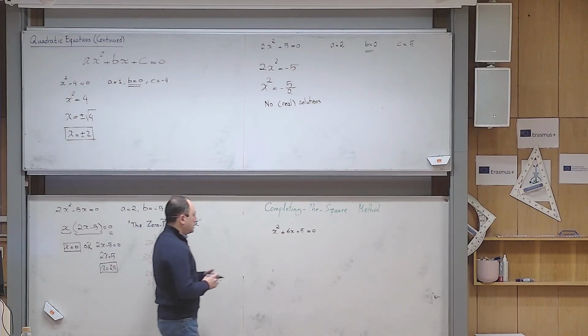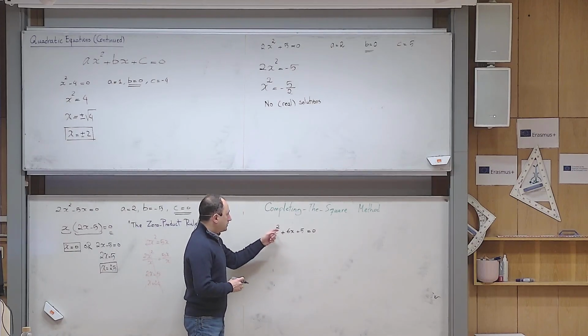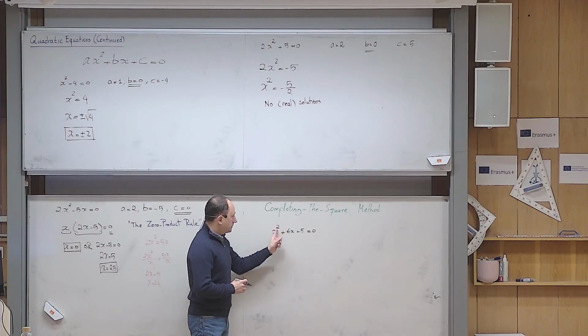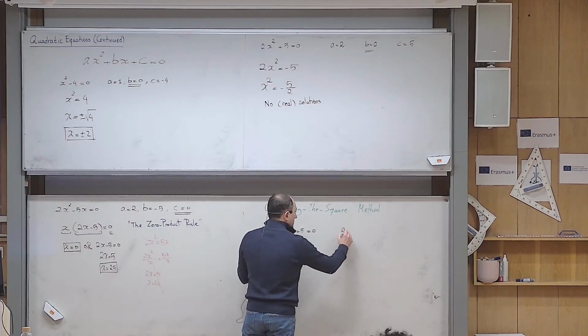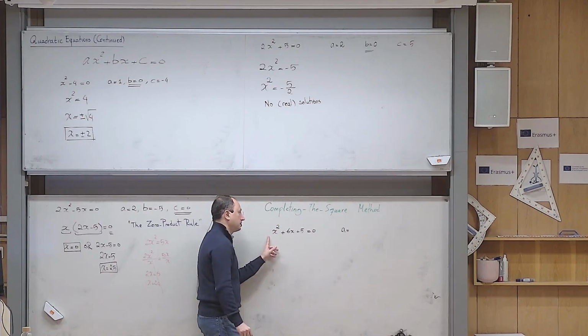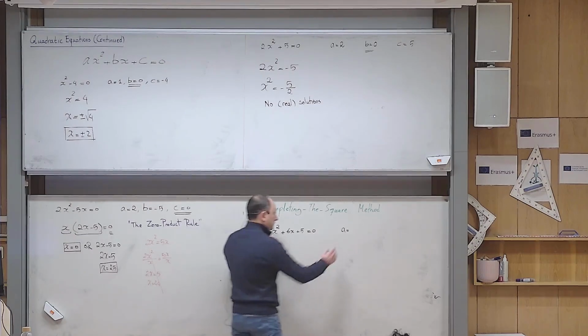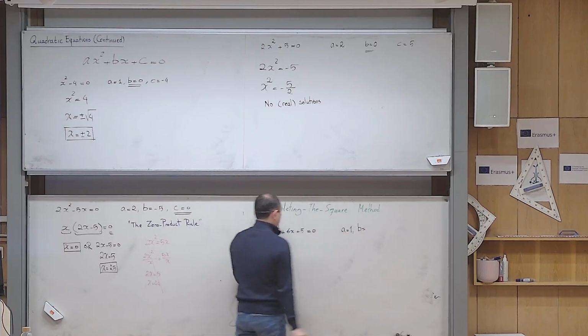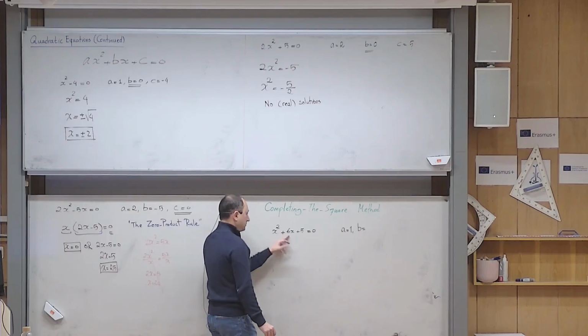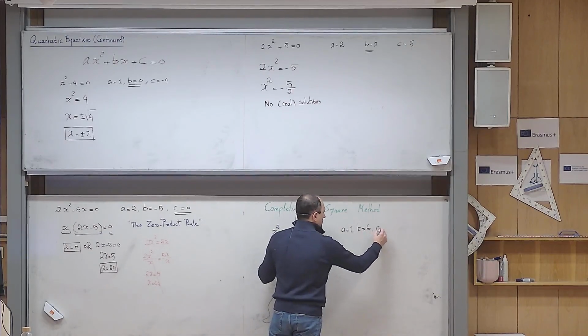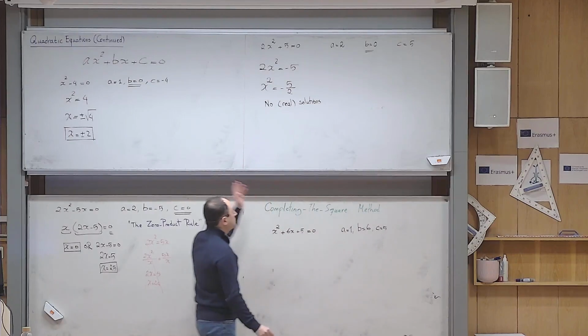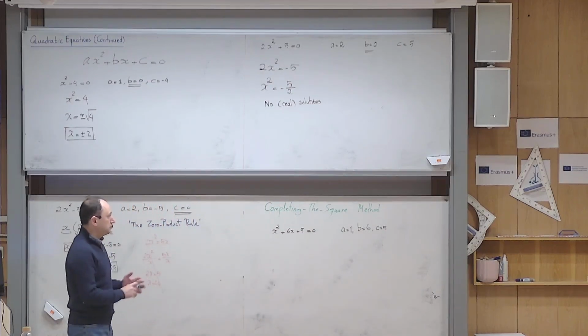Okay. Here, if I ask you what is this, you will tell me this is a quadratic equation in its full generality. Why? Because if I ask you what A is, A is the number multiplied by x squared. What is that number? 1. What is B? 6. And what is C? 5. So will the previous methods work here? No, because neither B is 0 nor C is 0. So we have to use another way.